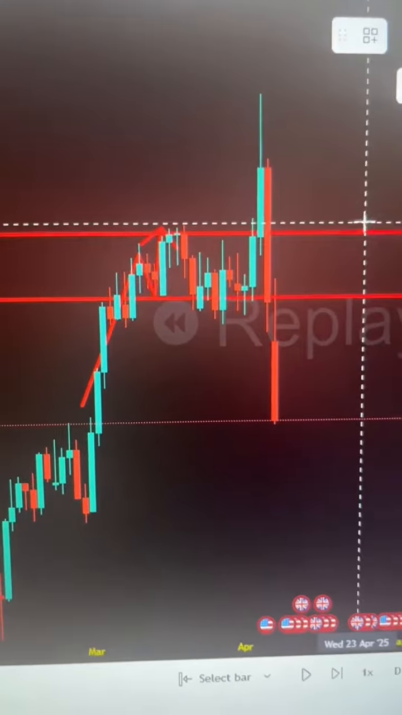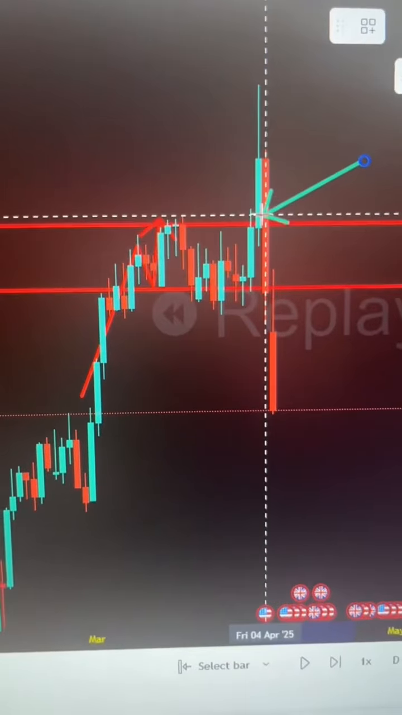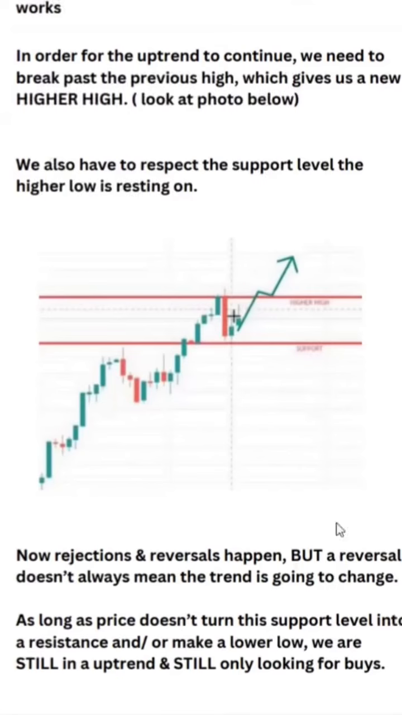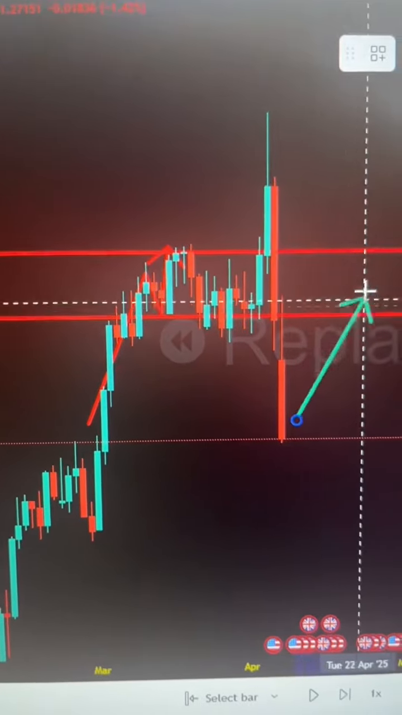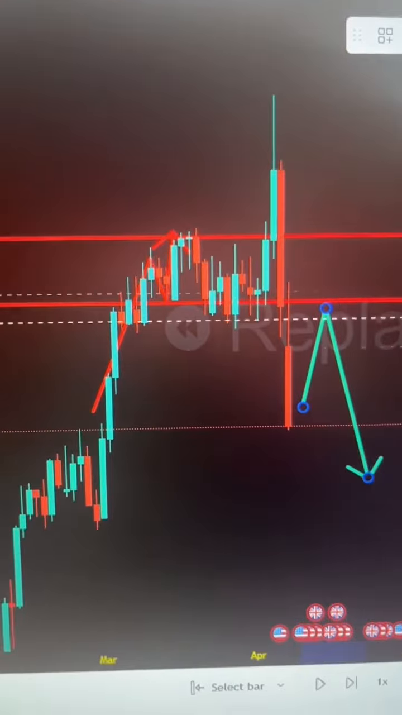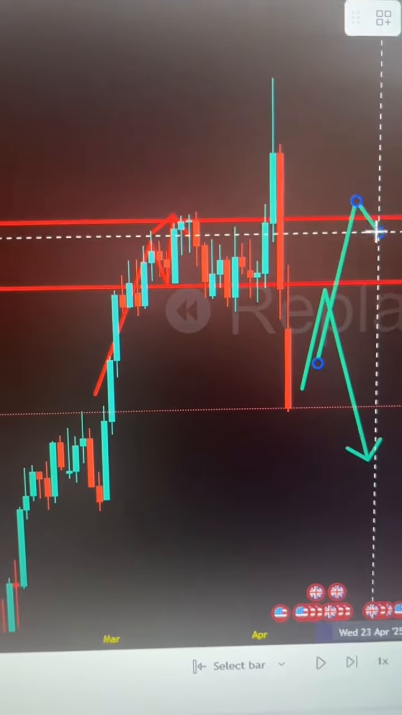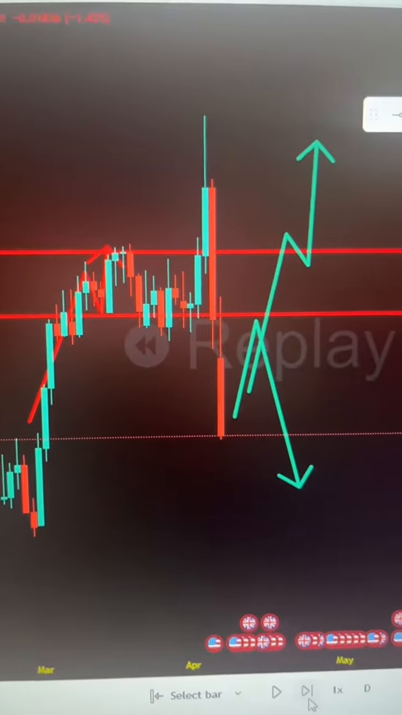So after price reversed and failed to hold this level as support and failed to hold this level as resistance, what else does the playbook say? The rules of the uptrend also say that rejection and reversals happen, but a reversal doesn't always mean the trend is going to change. As long as price doesn't turn the support level into a resistance and or make a lower low, we are still in an uptrend and still only looking for buys. So again, we're going to be looking to see how price reacts to this level here. If it holds as resistance, we go for sells. But if it breaks back above and holds the level as support, we're going for buys.